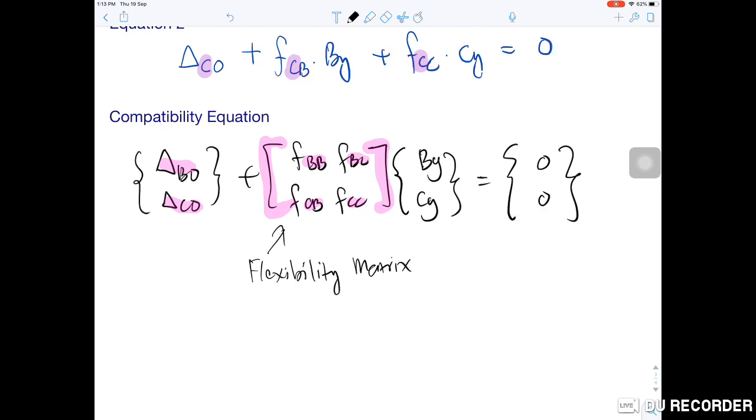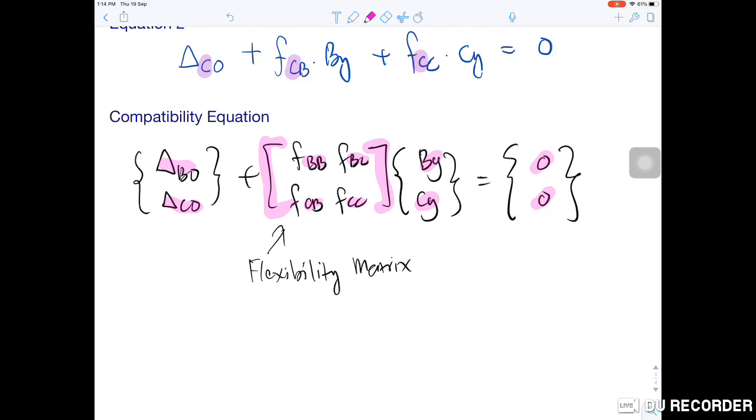BY and CY represent the redundants, BY as the first redundant and CY as the second redundant, and this 0 represents delta at B and delta at C respectively. However, this equation is only true for BY and CY as redundants. What if other redundants are chosen?